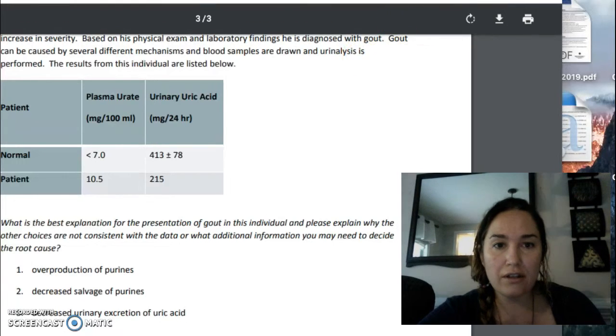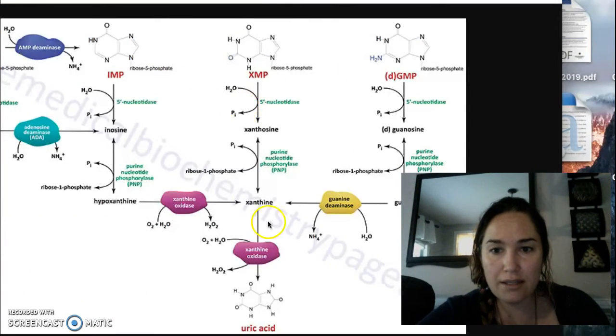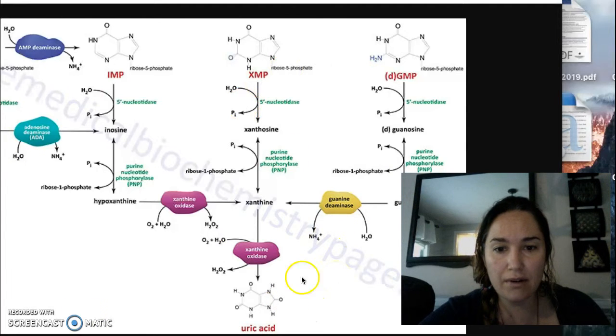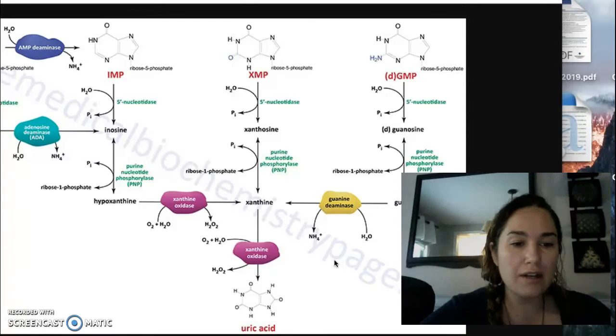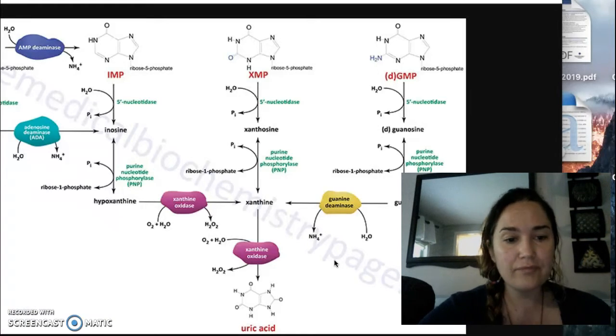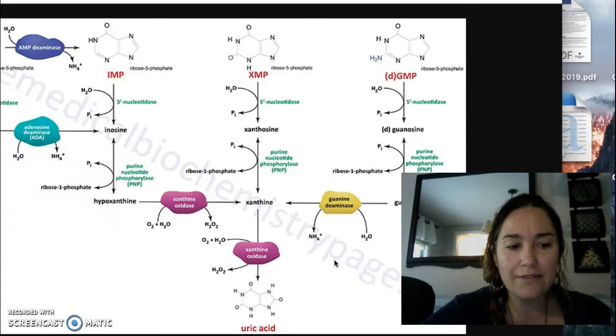We're going to switch over to this image, which shows the process of how purines are metabolized and eventually exit the body in the form of uric acid. To start off, gout typically manifests due to an accumulation of uric acid in the body. This can result from the formation of uric acid crystals. These deposits tend to appear in joints, creating inflammation and pain. For this patient, while plasma urate is elevated, urinary uric acid is relatively normal.